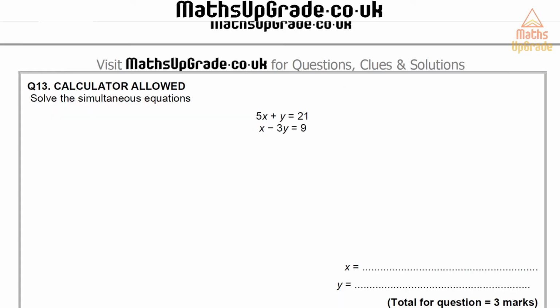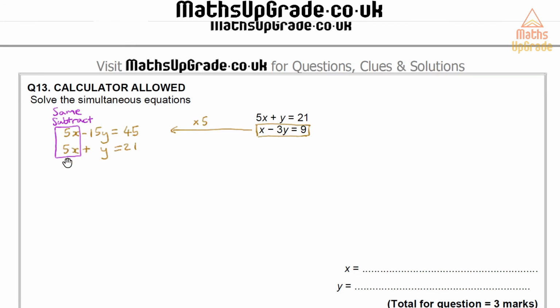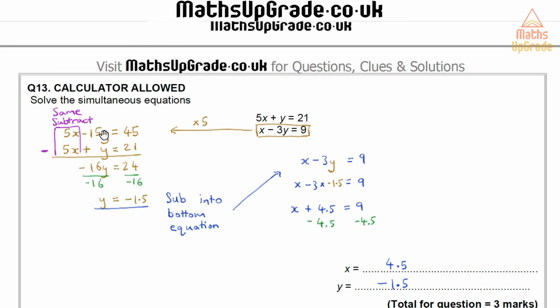The remaining questions are all calculator questions. The first one here, you can see that the coefficients of x nor of y are the same. So I'm just going to choose x here. I'm going to multiply all of this bottom equation by 5 to give me 5x minus 15y equals 45. I'm writing this equation underneath it and comparing the coefficients and the signs. These coefficients are the same and the signs are the same, so I'm going to subtract. That gives me negative 15 take away y, which is negative 16y, equals 24. Divide by negative 16 on both sides. That gives me y equals negative 1.5 with the calculator.